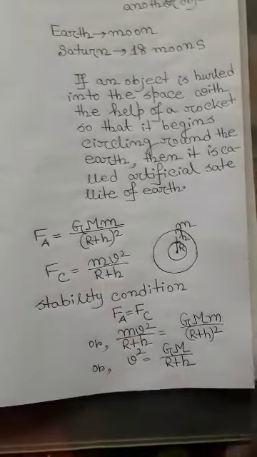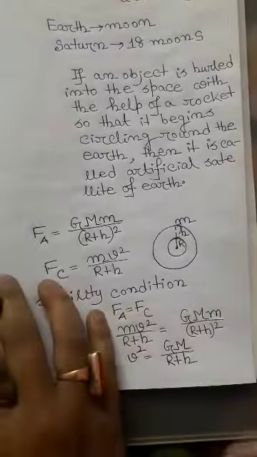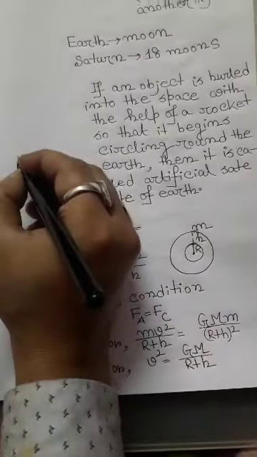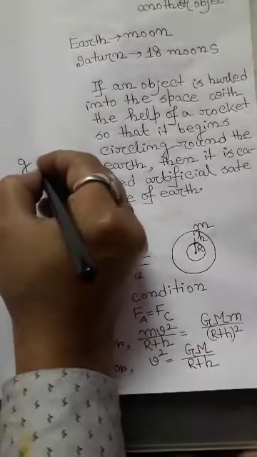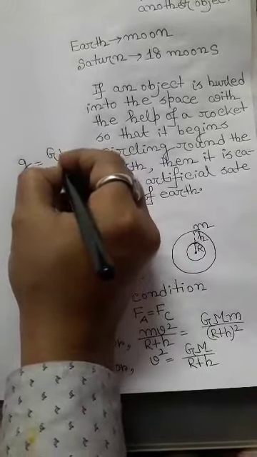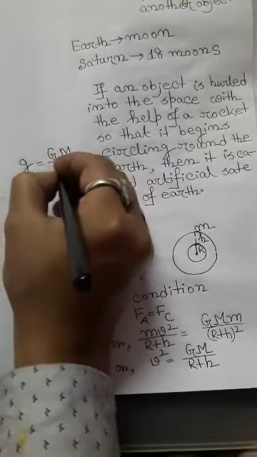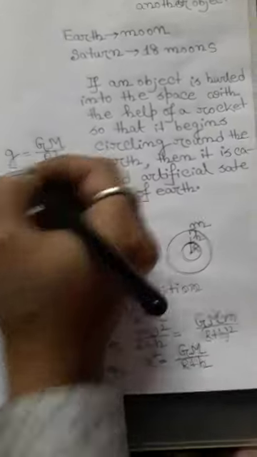Now we all know an important relation: the acceleration due to gravity g can be written as G into capital M by R squared, that is at the surface of the earth.